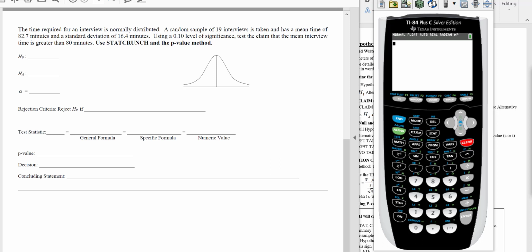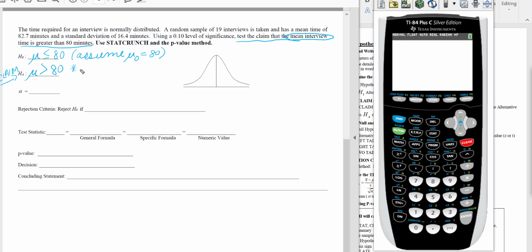In this problem that we're going to do, we notice that it tests the claim that the mean interview is greater than 80 minutes. So we're testing the claim about a population mean. And greater than means our claim is going to go with our alternative hypothesis. That means our null hypothesis, if that is not true, would be less than or equal to, and we're going to assume then our claimed mean is going to be 80 minutes.